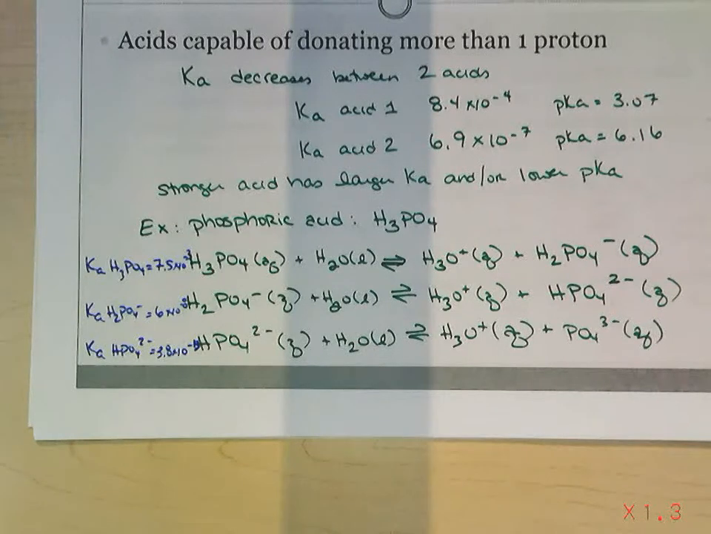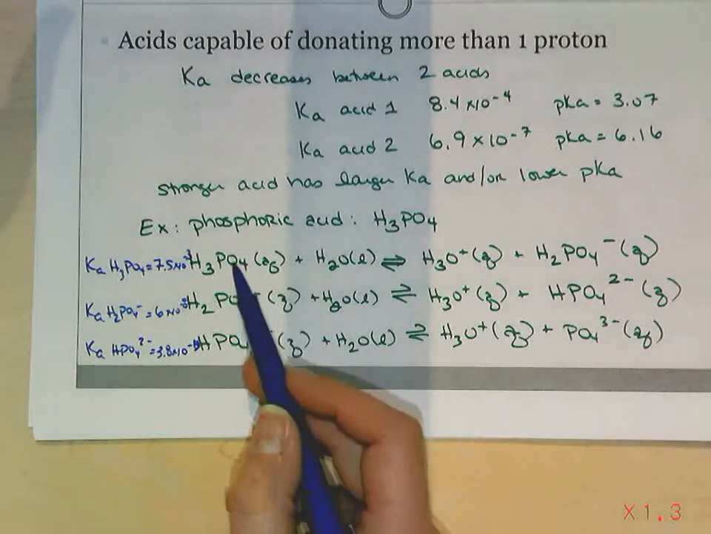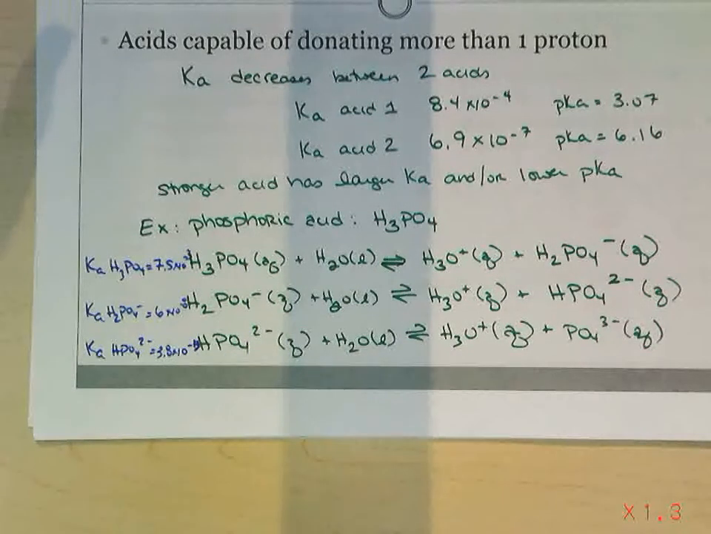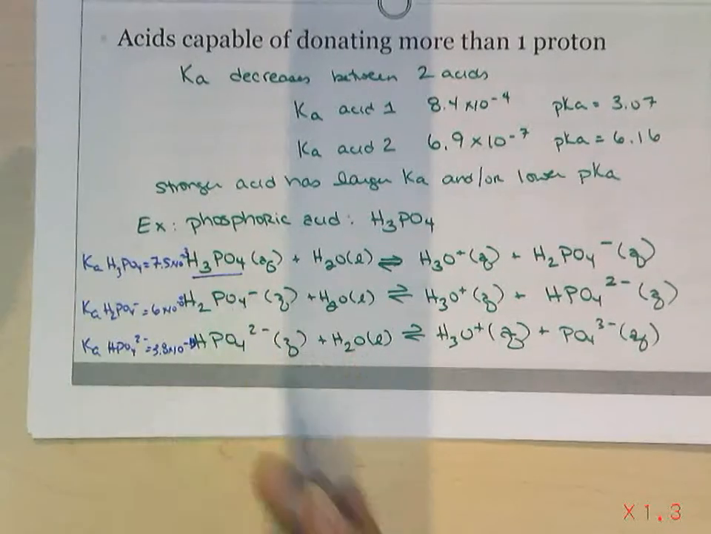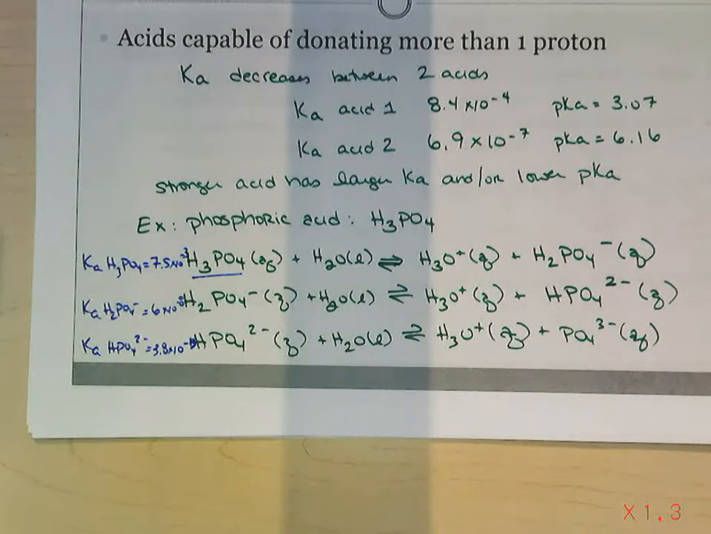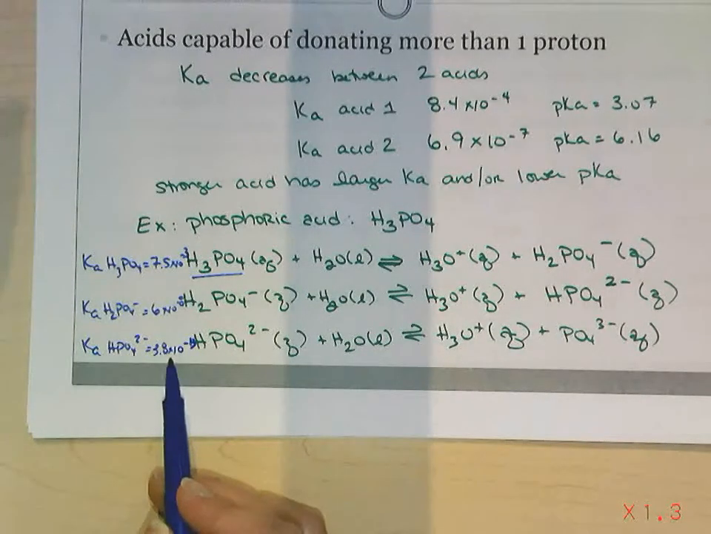All right, so looking at those 3 Kas, which one is the strongest acid? The first one, the second one, or the third one? All right, the first one's the strongest acid because it has the largest Ka. So this is the strongest acid out of the 3 choices. Which one of the 3 is the strongest base? The first one, the second one, or the third one? Third one, right? Because it's the weakest acid, so it makes it the strongest base.